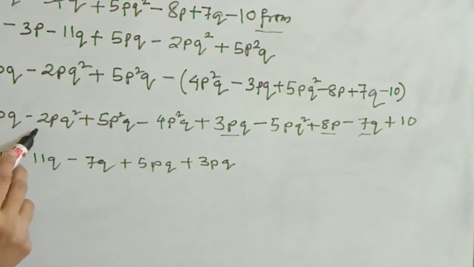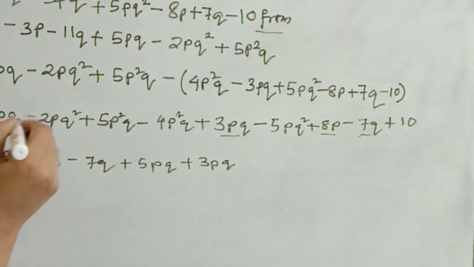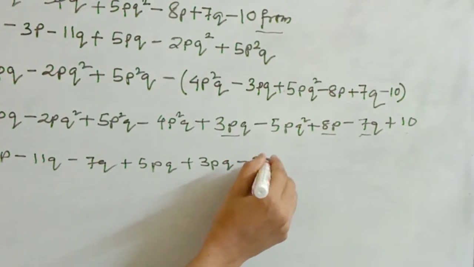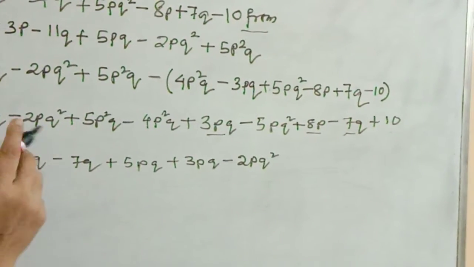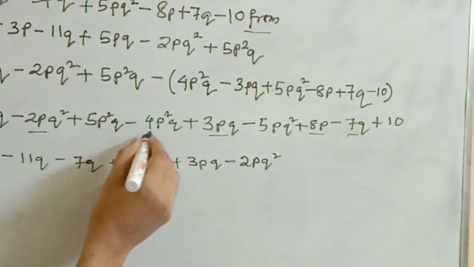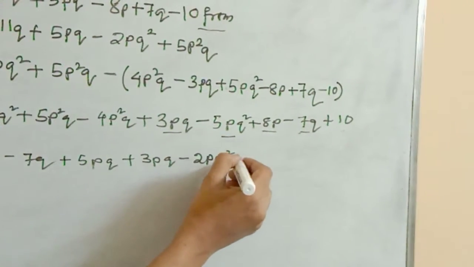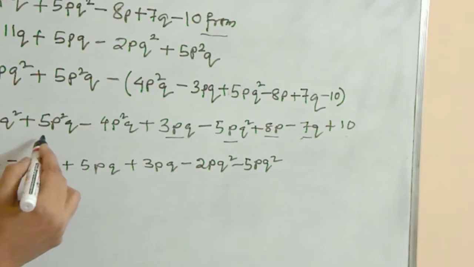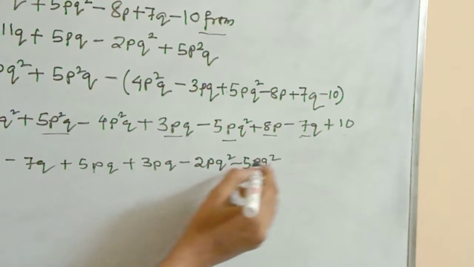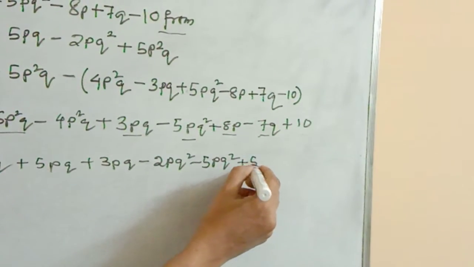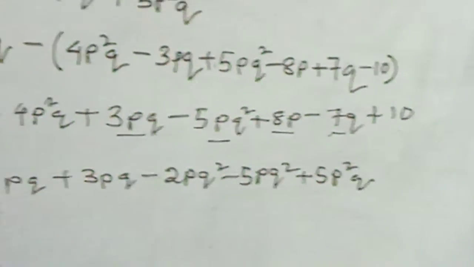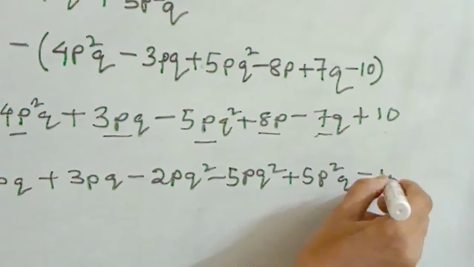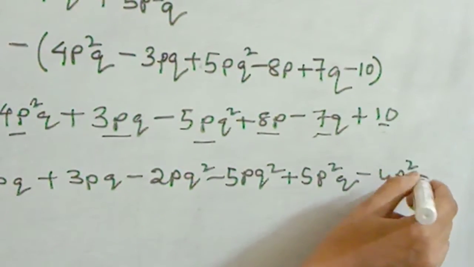Okay, then minus 2pq square and minus 5pq square. Then plus 5p square q and minus 4p square q.